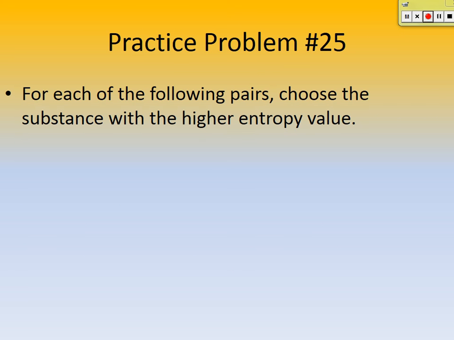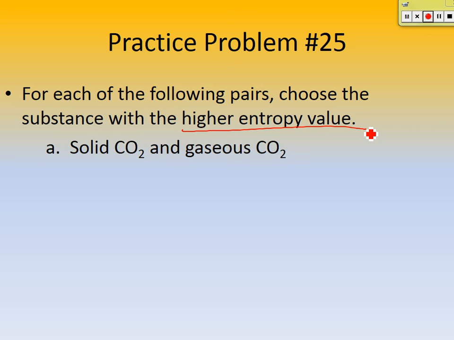Okay, let's see if you got this. Practice problem number 25. It says, for each of the following pairs, choose the substance with the higher entropy value. Higher entropy value. What does that mean? More disorder or more order? More disorder. So you guys tell me, on A, solid CO2, which I guess would be dry ice, or CO2 in the gas phase? Gaseous CO2. It's way more disordered.